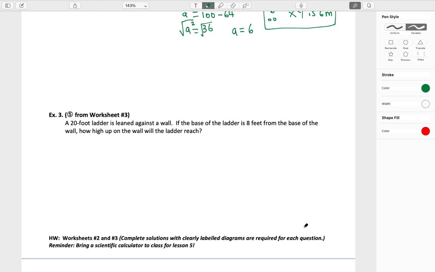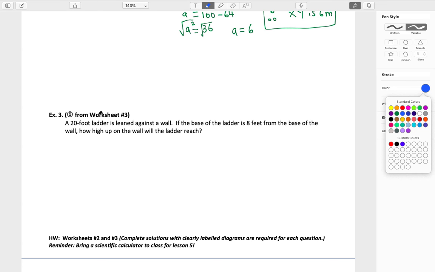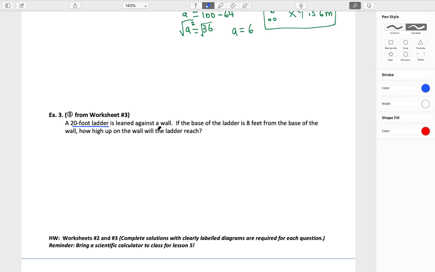Now let's go over example 3. So a 20-foot ladder is leaned against the wall. If the base of the ladder is 8 feet from the base of the wall, how high up on the wall does the ladder reach?